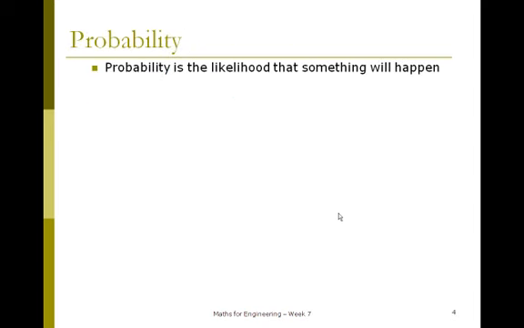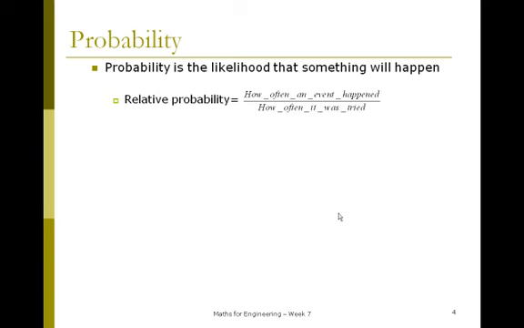So what is probability is the first question. Probability is the likelihood that something will happen. And breaking that down even further, relative probability is how often an event happened over how often it was tried.